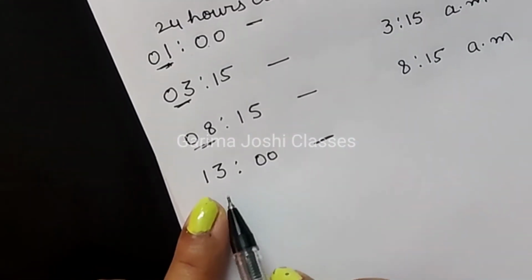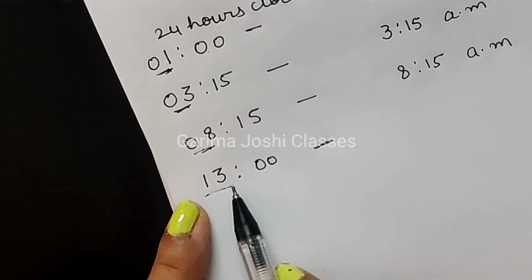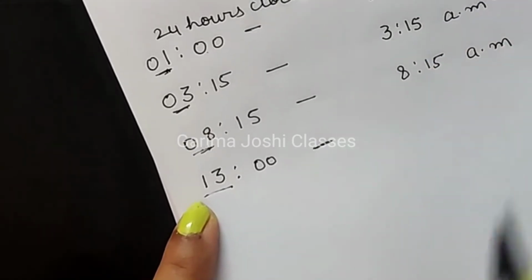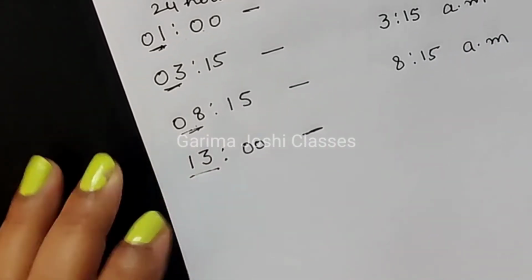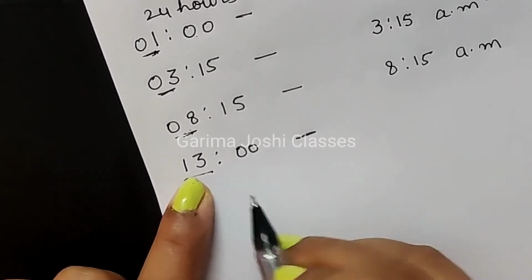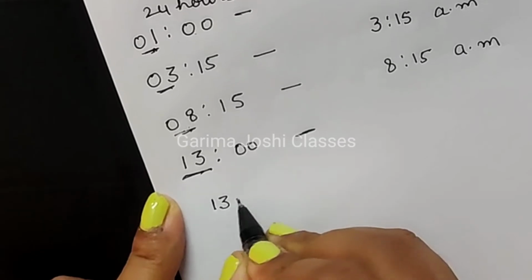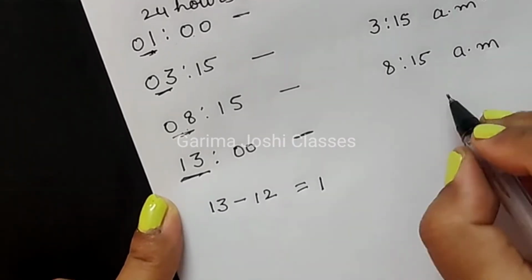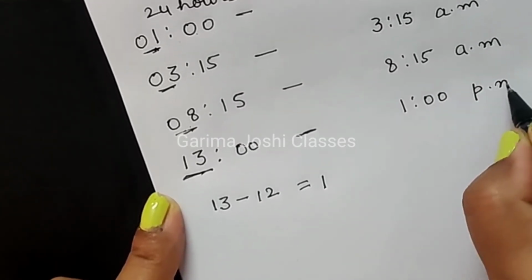Now comes 13:00 hours. That means it is more than 12. So how will we convert 13 hours into 12-hour clock? So simply one formula we will continue. We will subtract 12 from this hour portion. 13 minus 12 will do. What comes? It comes 1. That means this is 1 p.m.